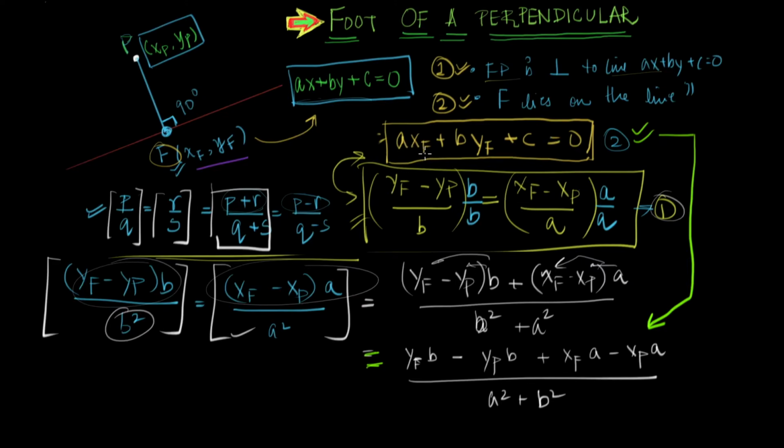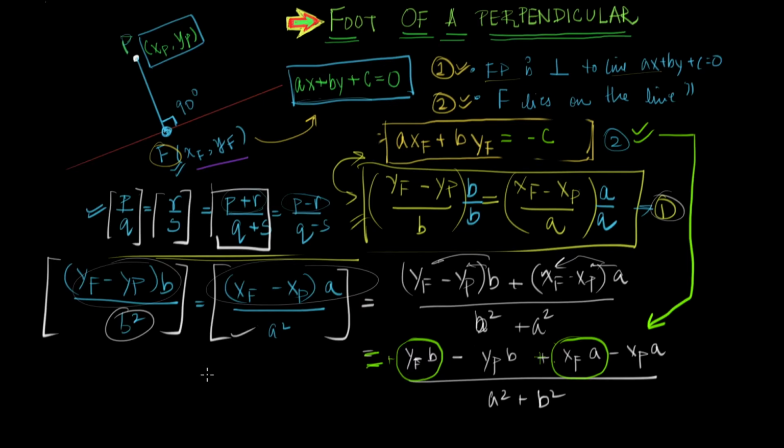Do we have a times xf somewhere? Well, a times xf is right there. Do we have b times yf? Well, we have b times yf, I'm sorry. And we also have them added to one another because you have a positive sign there and a positive sign there. So if you add both of them up, you must get negative c, because if you take this c to the other side, this should be equal to negative c. So modifying that a little bit, we have axf plus byf must be equal to negative c.